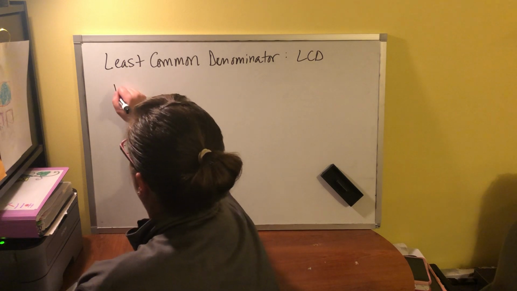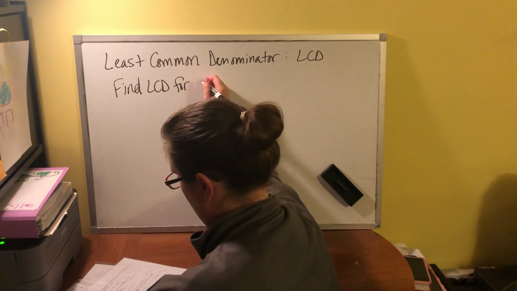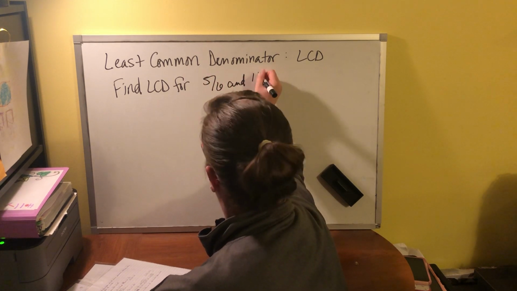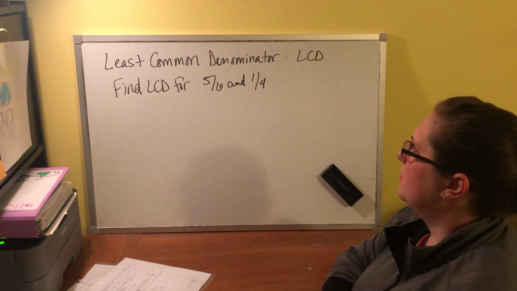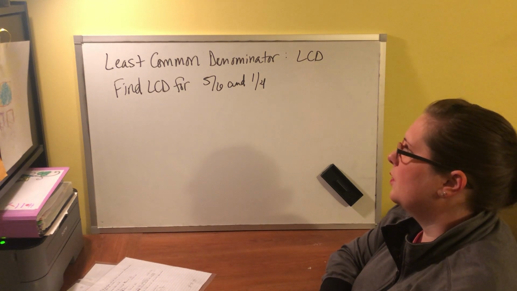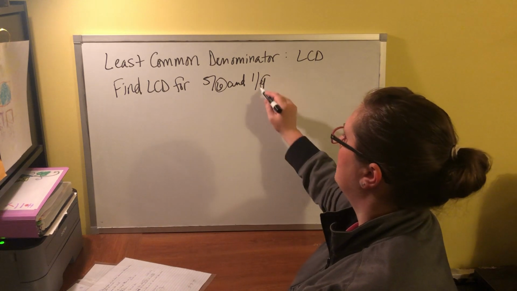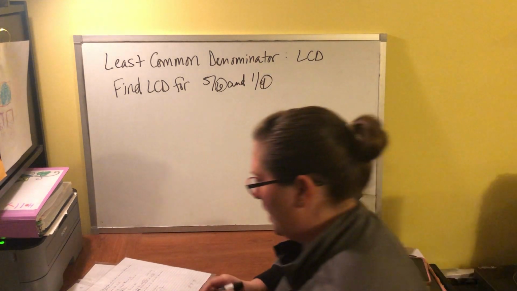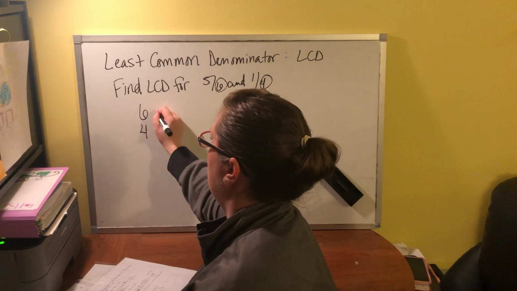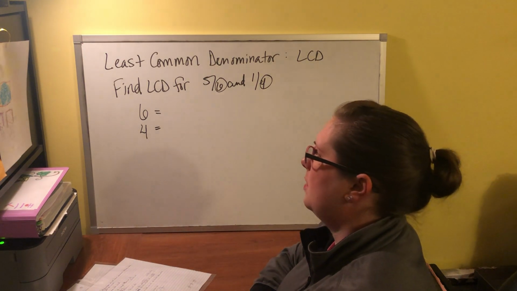So, let's find the LCD, least common denominator, for 5/6 and 1/4. Well, it says least common denominator, so look at your denominators, 6 and 4. You're doing the exact same thing as least common multiple. We're going to look at 6 and we're going to look at 4. So now we're going to start that process just like we did for least common multiples.